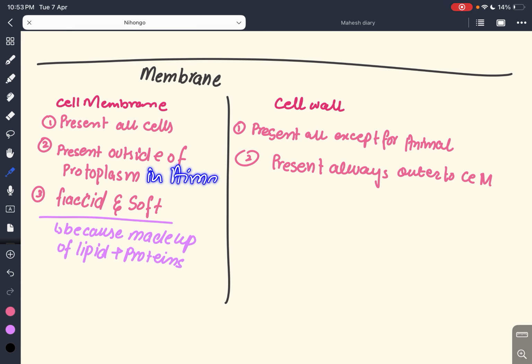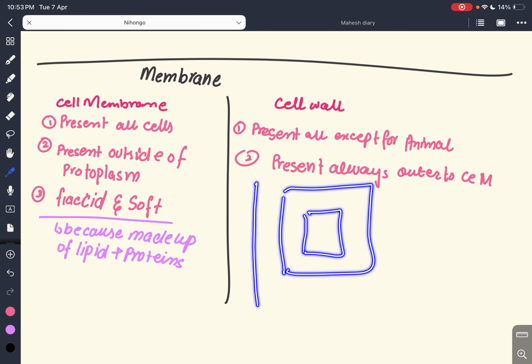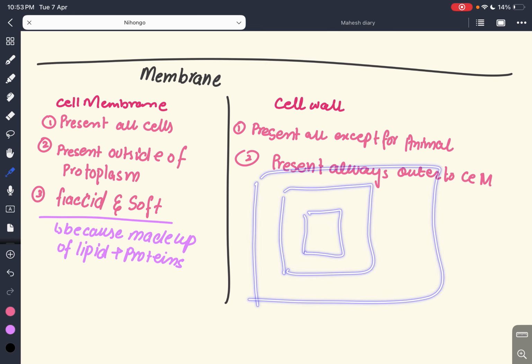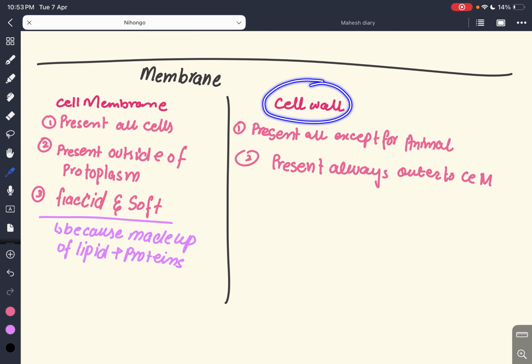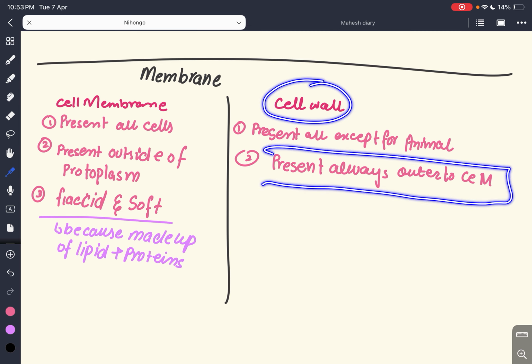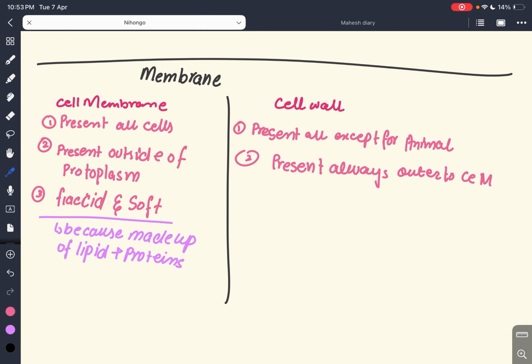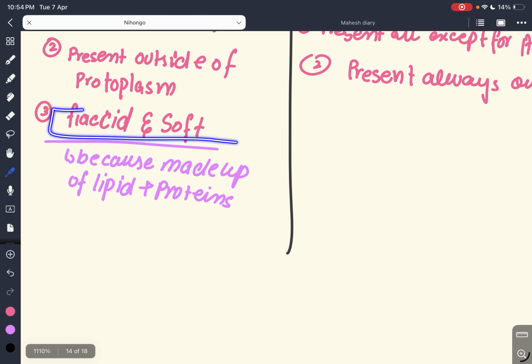But if we talk about plant cells, for example, this is a vacuole, this is their cell membrane, this is their cell wall. And what about the cell wall's presence? It's present always outer to the cell membrane. So सबसे पहले cell membrane आएगी and then we'll get the cell wall, and it is present in fungi and other cells too.